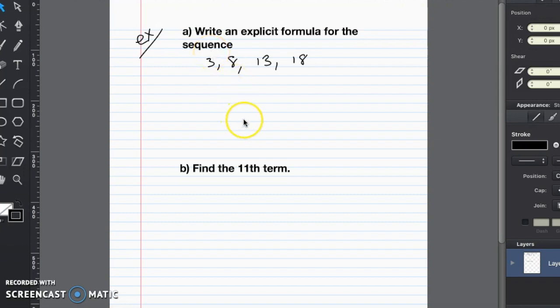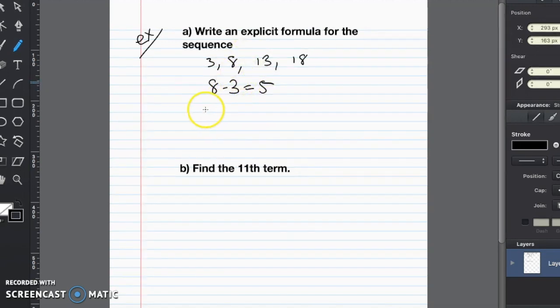So I'm going to talk about the general formula, right? So we took that formula from before. Again, flip back to your notes if you don't remember. First thing I want to do is find the common difference, right? So I take 2 of the terms, let's say 8 and 3. 8 minus 3 is going to give me 5.